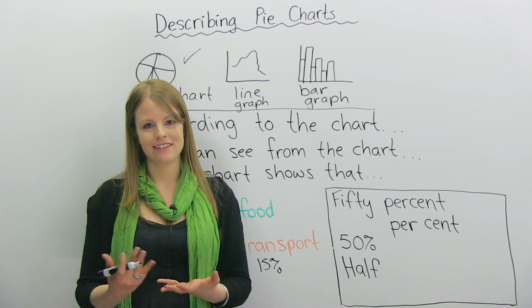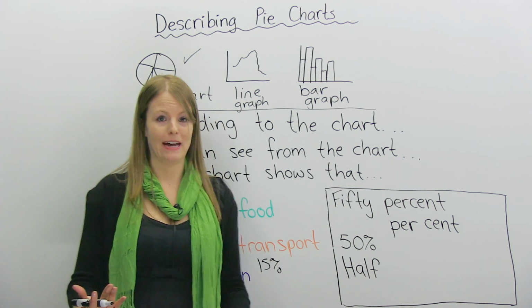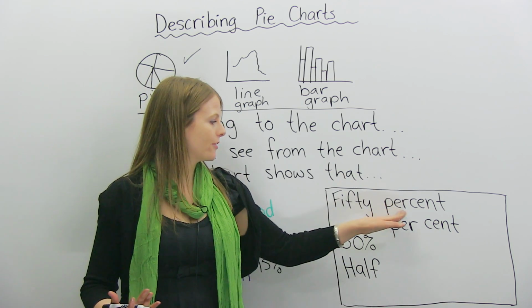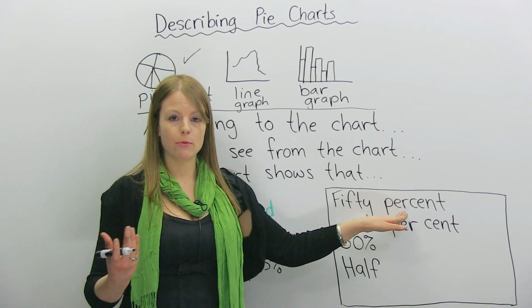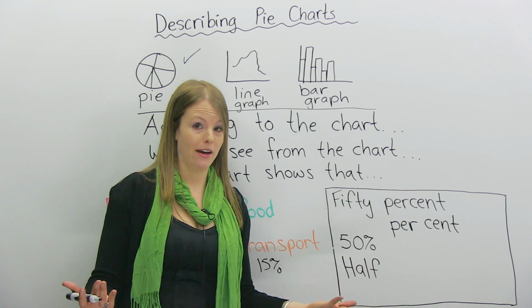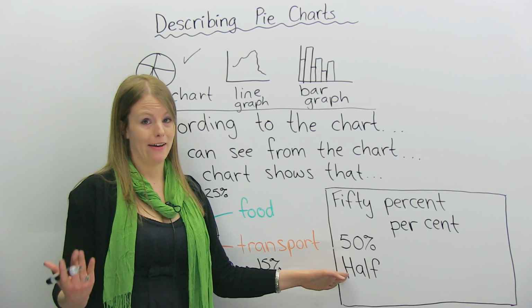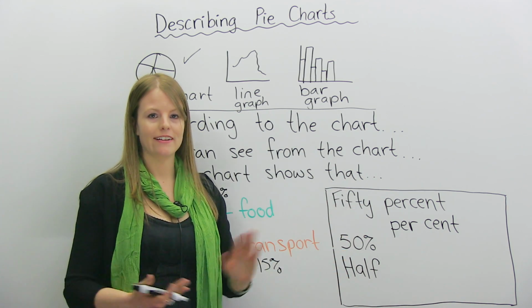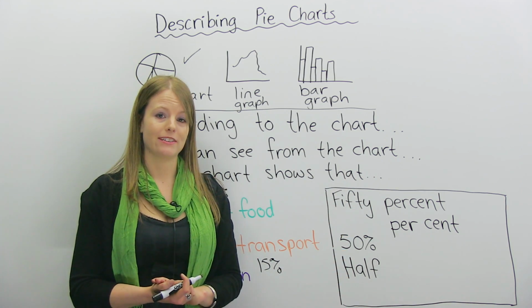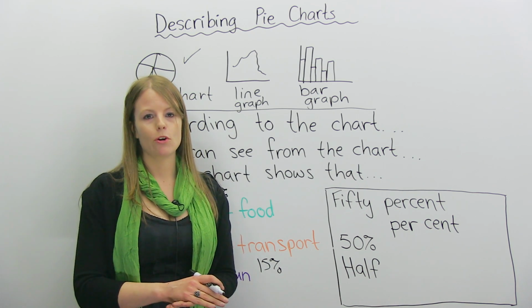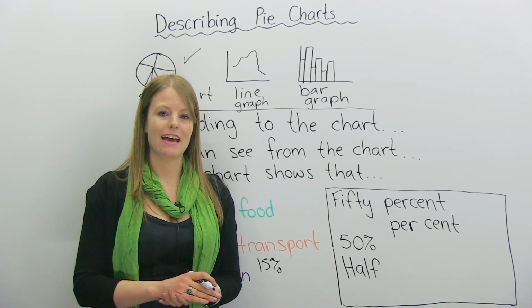Well, the truth is, all of these are good, okay? You will see percent written as one word and also two words. Both of these are fine. You can write it as a number, or you can also write it as half. These are all great ways to write about pie charts. So let's get a little bit more into how to talk about numbers and pie charts.